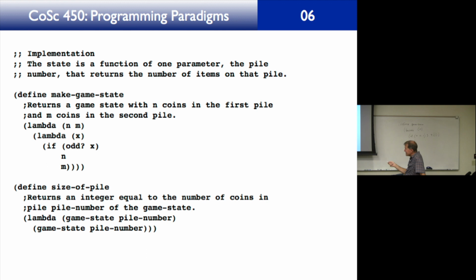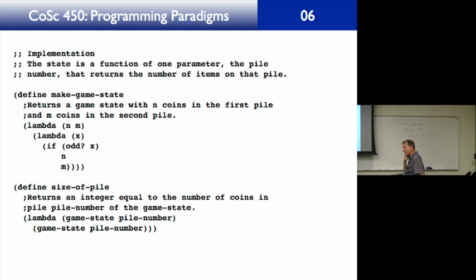But now what happens is, this isn't returning 34. It's returning lambda x, if odd x, 3, otherwise 4. It's actually returning that function. So then when you execute that function, down here in size of pile, with that pile number, it returns that.